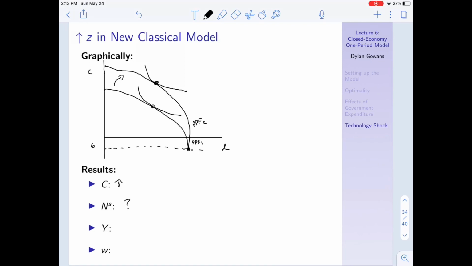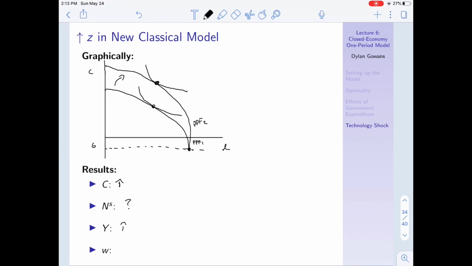What about output? Well, obviously output goes up, right? We have this increase in Z, we have an increase in C, and G hasn't changed. To put it another way, you can think about it like this: change in Y is equal to change in C plus change in G. Change in C is positive, change in G is 0. So this means that the change in Y must also be positive.